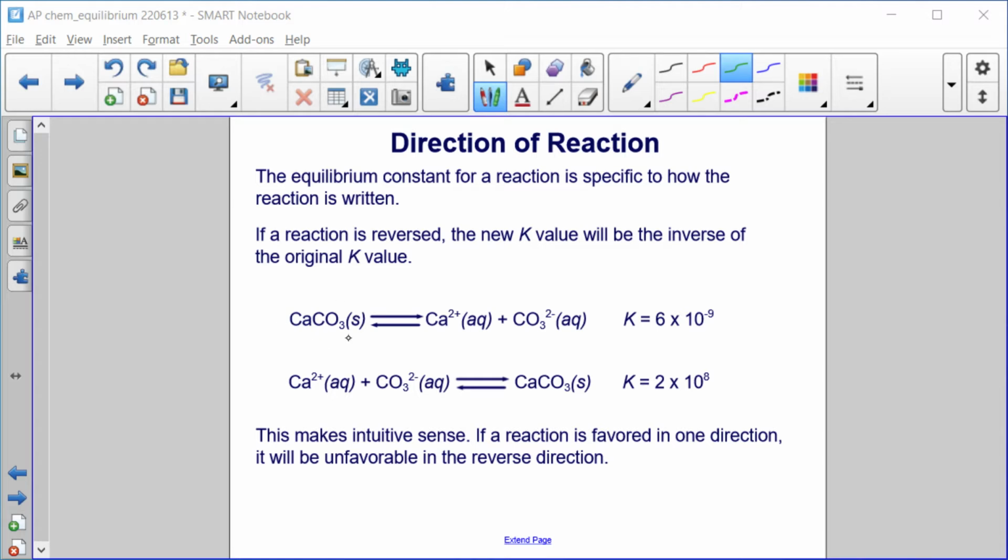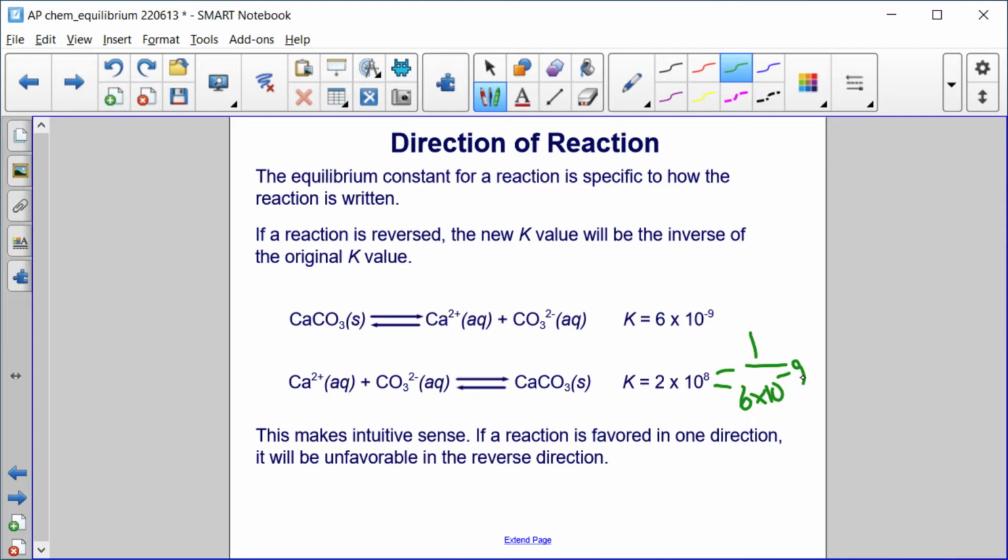We have calcium carbonate solid decomposing into calcium ions and carbonate ions. We have a K value of 6 times 10 to the minus 9. If I reverse the reaction so that I have the ions as reactants and the solid as the product, the K value is now 2 times 10 to the minus 8, which is the same as 1 over 6 times 10 to the minus 9.